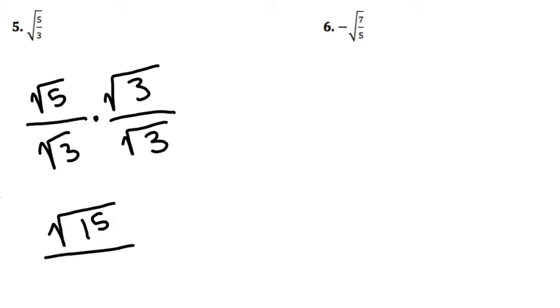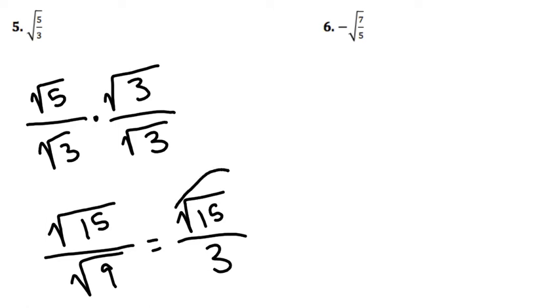On the denominator, square root of 3 times square root of 3 is, 3 times 3 is 9. So the numerator does not simplify. That's square root of 15. But on the denominator, what's the square root of 9? Think about it. What's the square root of 9? Well, that's just 3. So there's your, whoops, I kind of missed the mark there. Let's try that one again. So there's your final answer. There we go.